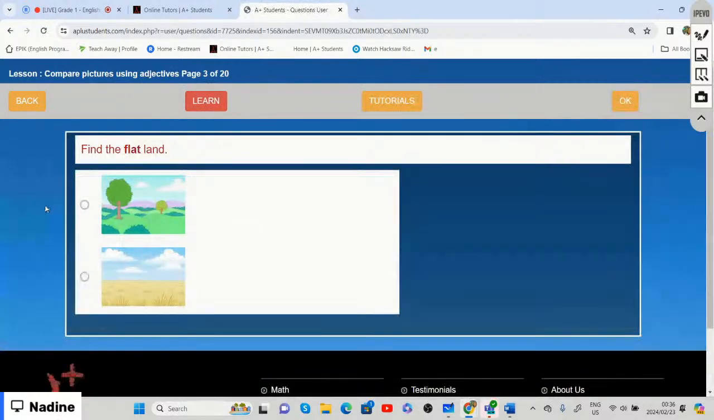We need to find the flat land. Which one is the flat land? Is it the first option or the second option? A flat land. There are no hills, there are no mountains.